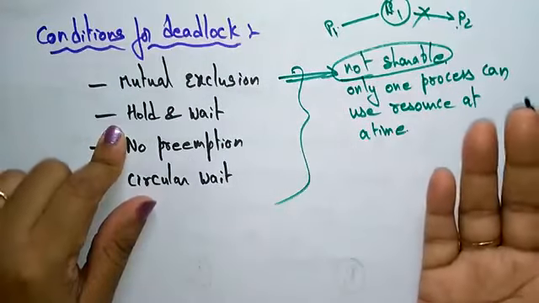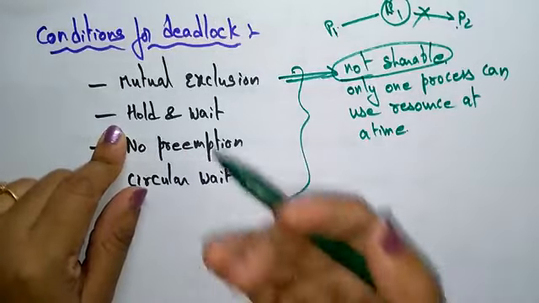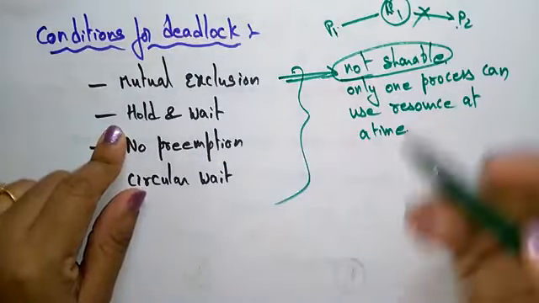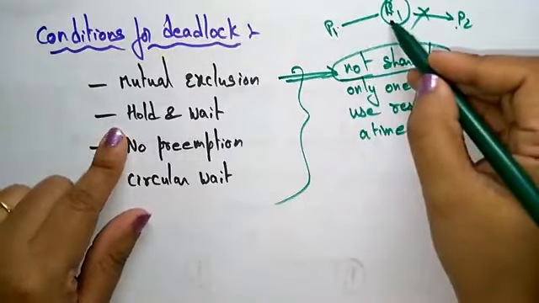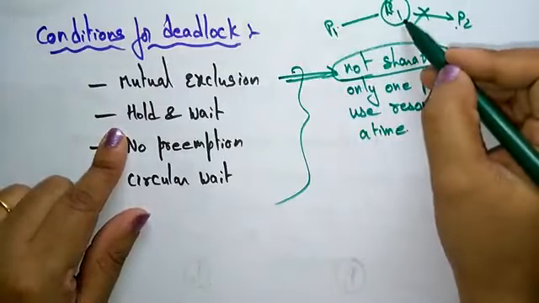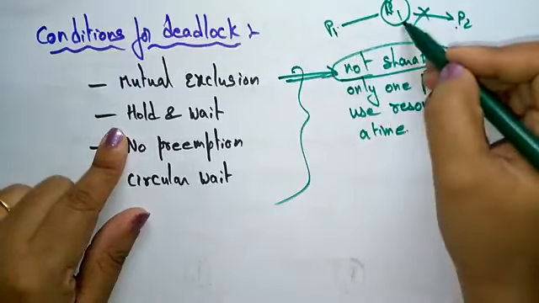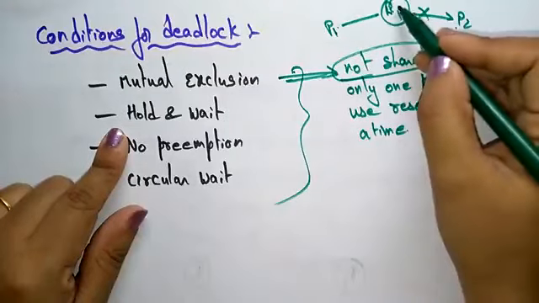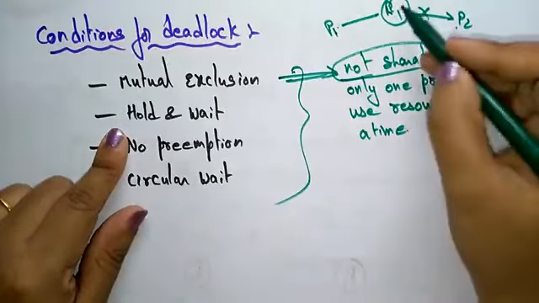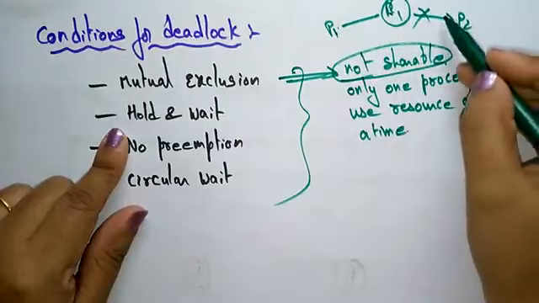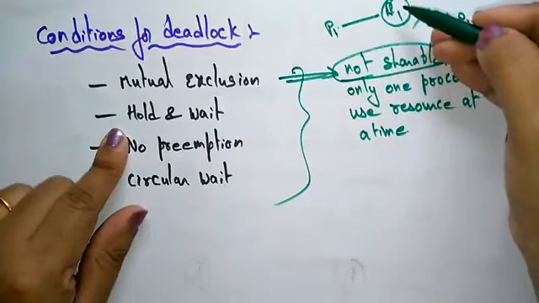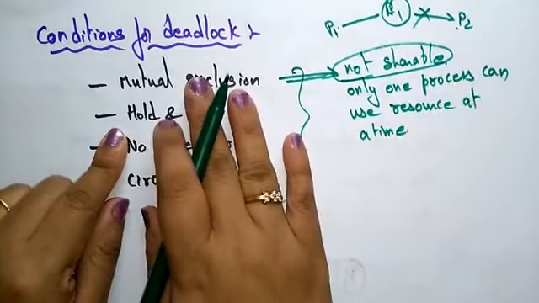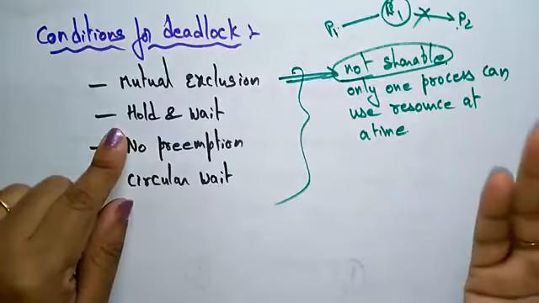So if it is not shareable, obviously a deadlock may occur. Because P1 wants the R1 resource, P2 wants the R1 resource, every process wants the R1 resource, but that R1 is not shareable. Once P1 is completed, then only P2 can take it and then P3 can take it, but all the processes want to execute at the same time. So if mutual exclusion is there, then deadlock may occur.